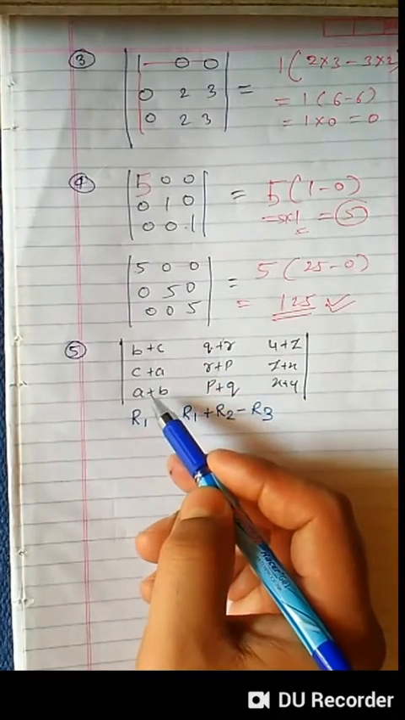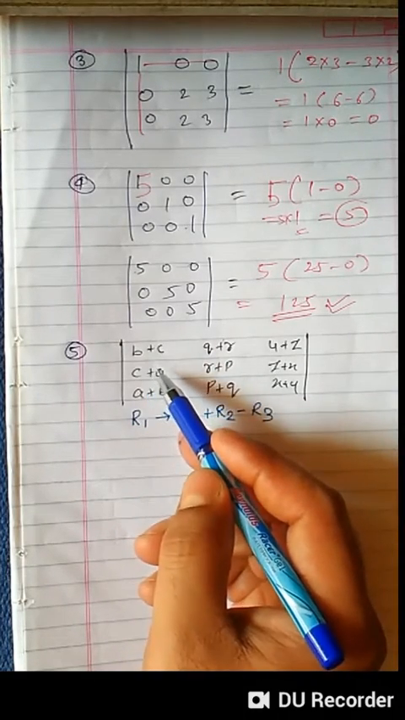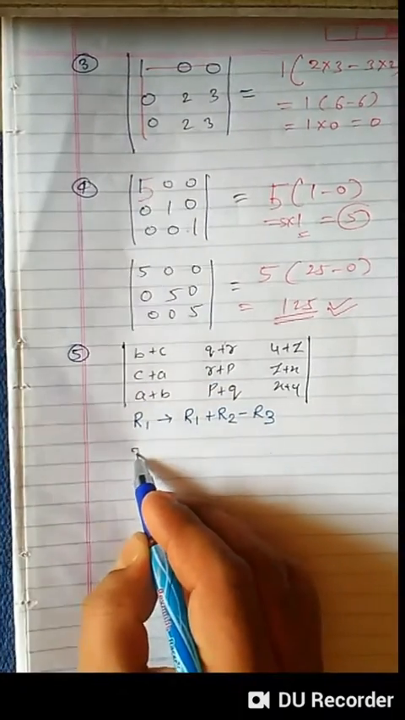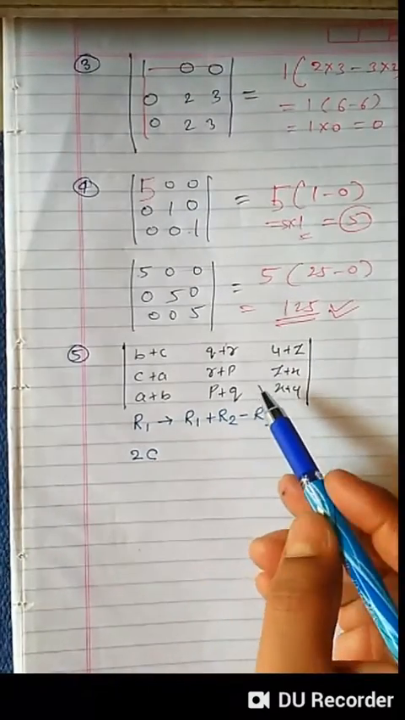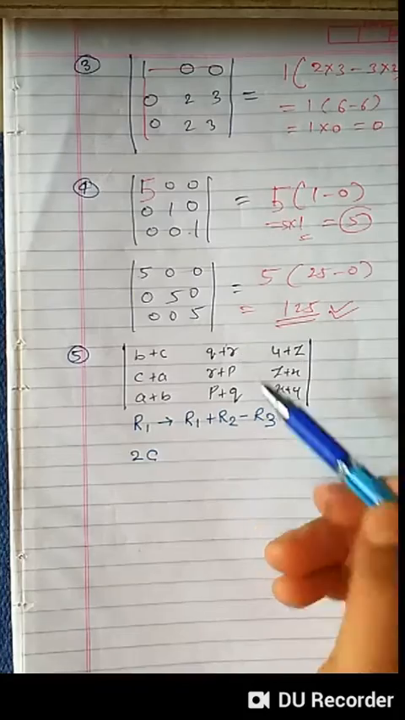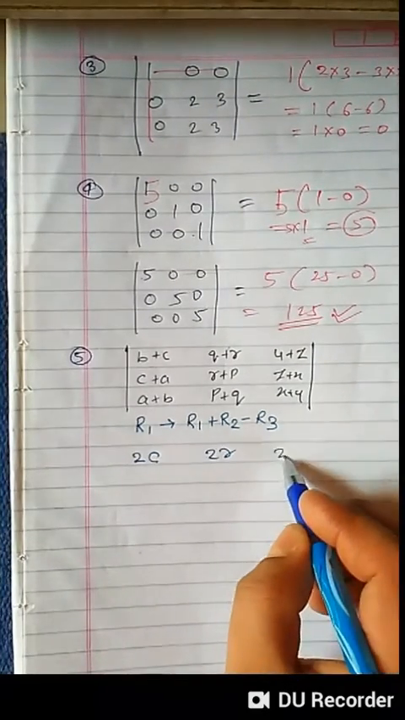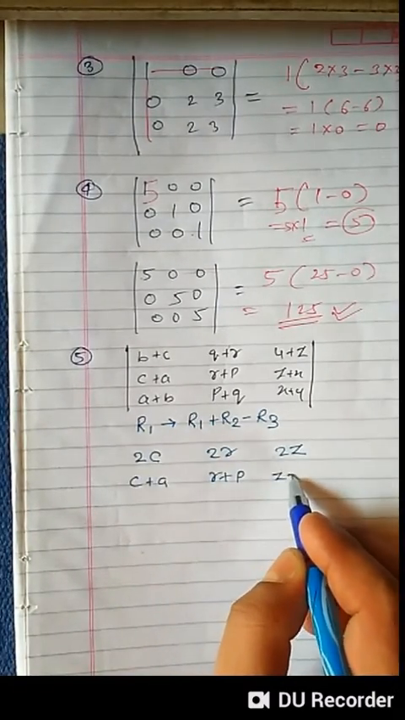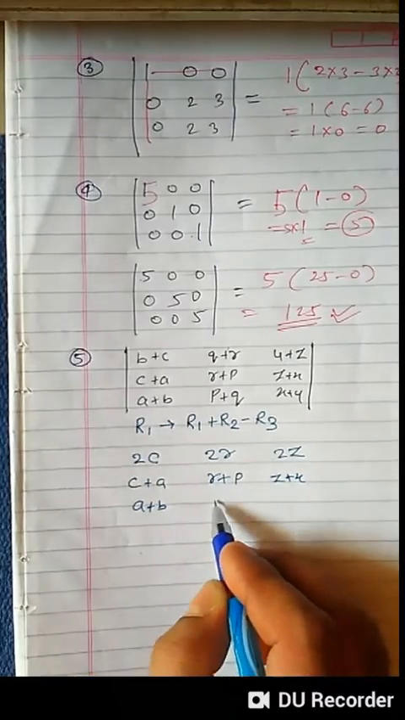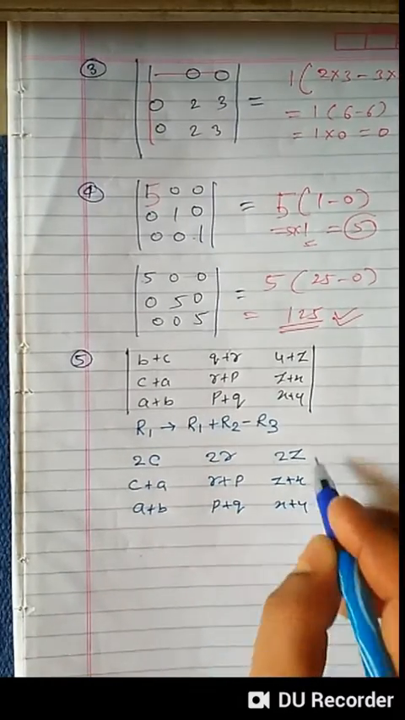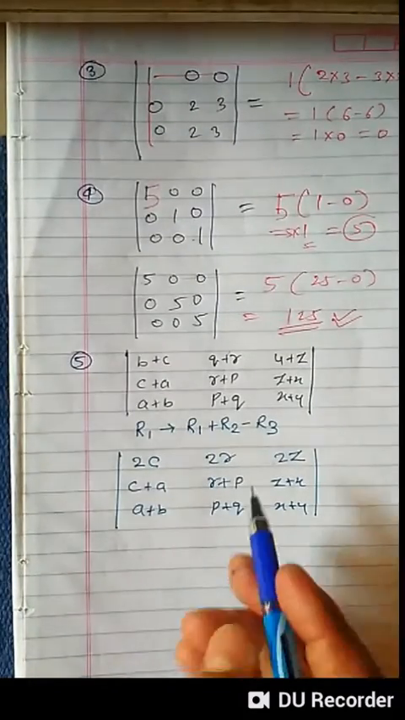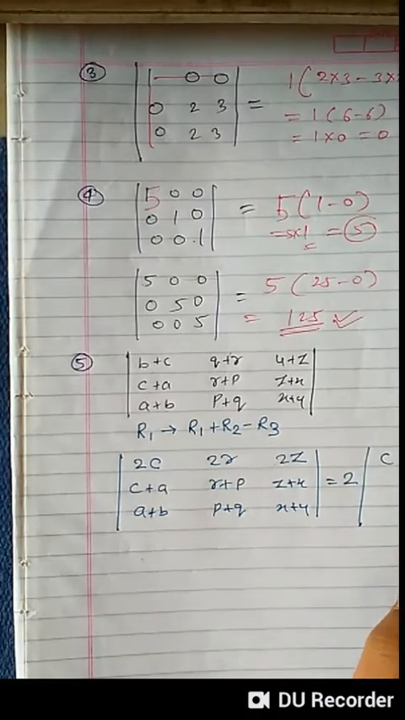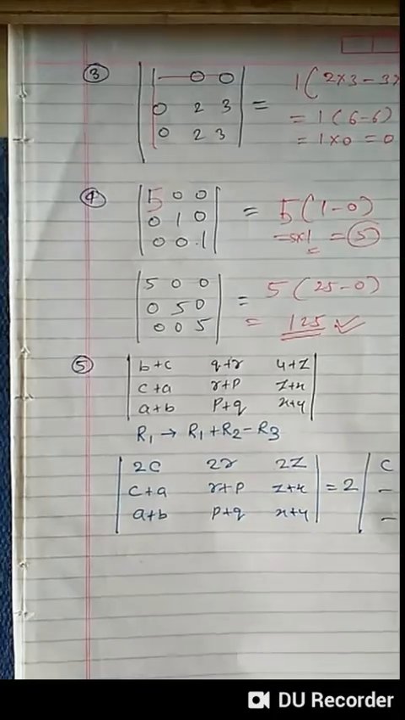Row 1 plus row 2 minus row 3, if you do, it will become B plus C, C plus A minus A plus B. So A and B will be finished, only 2C will be here. Same way, here will be 2R, here will be 2Z, and this will be C plus A, R plus P, Z plus X, A plus B, P plus Q, X plus Y. Guys, you can take 2 outside and it will become C, R, Z, and the remaining things will be the same.